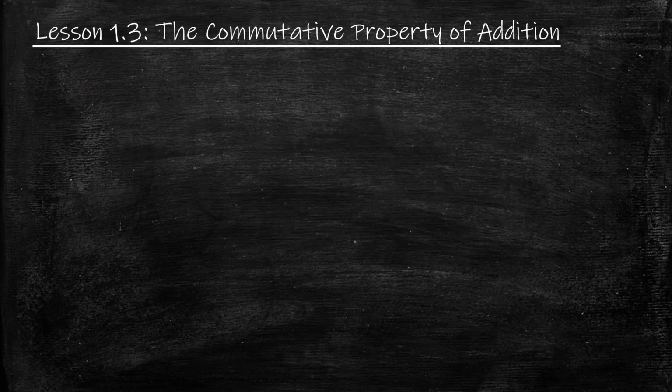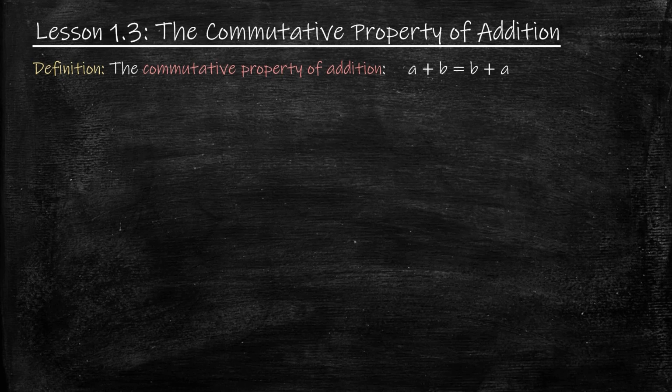We now introduce a natural and very important property of addition, the commutative property. The commutative property of addition is stated as A plus B equals B plus A. The commutative property of addition simply states that the order in which two numbers are added does not matter.